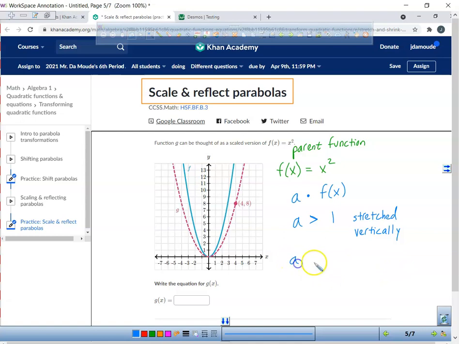But if that a value is less than 1 but greater than 0, basically what am I saying? It's just a fraction between 0 and 1. We're going to call that compressed vertically. You can put compressed, or you could call it a vertical shrink. Not the type that you see when you're having problems. They call it a vertical compression or a shrink. It's still vertical, just vertically compressed or vertically shrunk. So we're going to show you what happens there. We're going to go over to Desmos real quick.